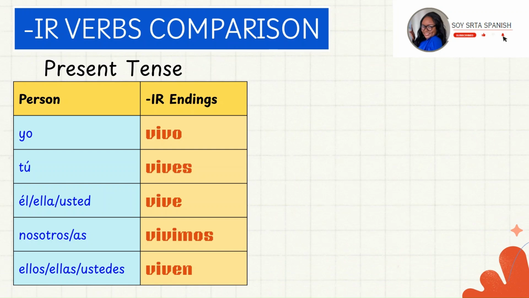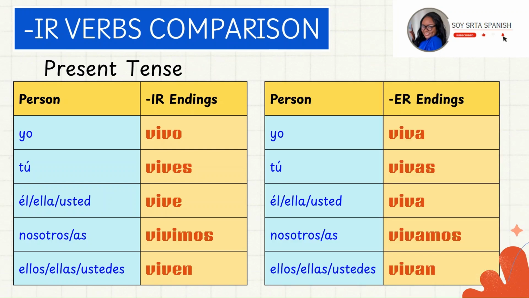Now let's look at the subjunctive conjugations for the verb vivir. So yo would be viva, vivas for the tú form, viva for the él, ella, usted, vivamos for nosotros, and vivan for ellos, ellas, ustedes. Because what we have just done is switch out all of the E's for A's, primarily.